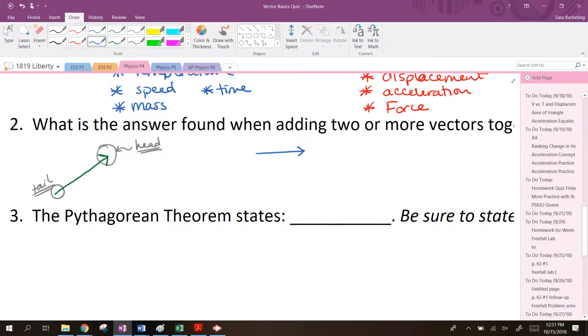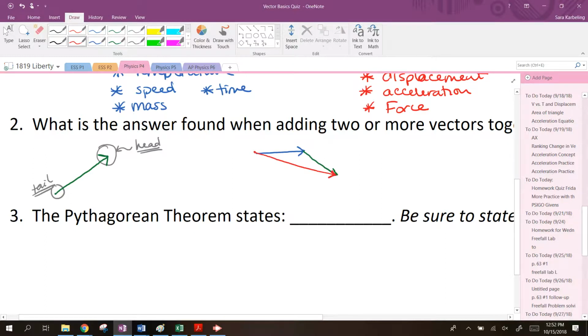Okay, so I've got one vector that goes like this, and then maybe I've got another vector that goes like this. And so the path that I could take, I can either walk the blue path and then the green path to get from my start to my end, or I can add them together, and I can start here and I can end here.